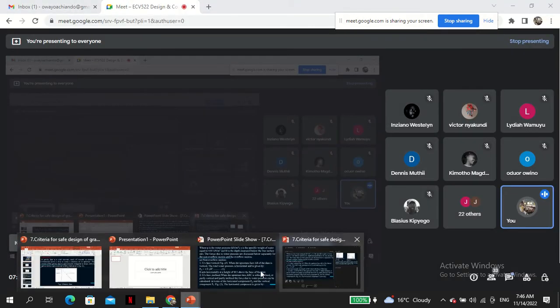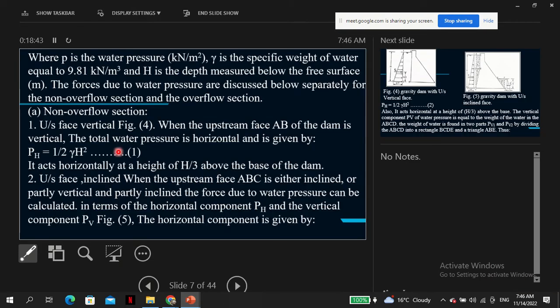Those just coming in, please make sure you sign the attendance, record your attendance.